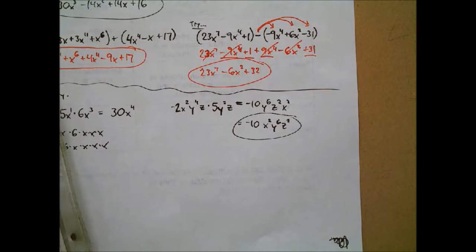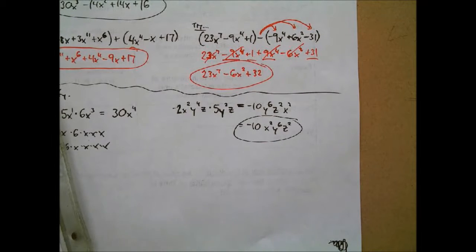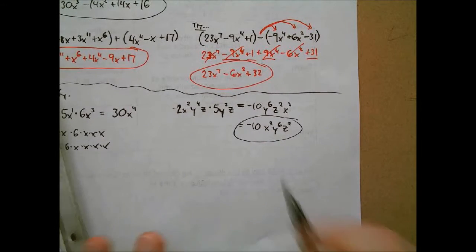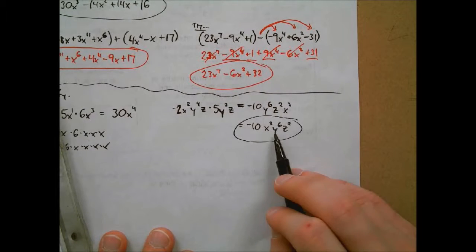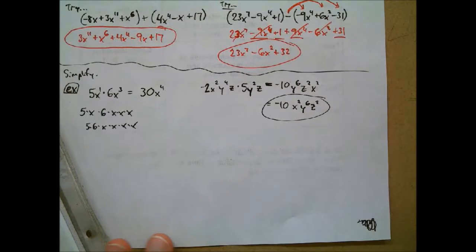Those can't go together because they don't have the same base. Okay. I mean they're together by multiplication, but you can't combine them. That's got a base of x. That's got a base of y. They can't go together. All right. That's your basic monomial multiplication, right?